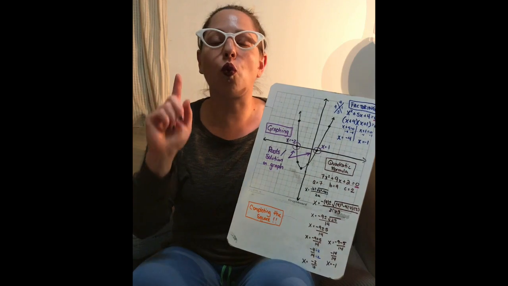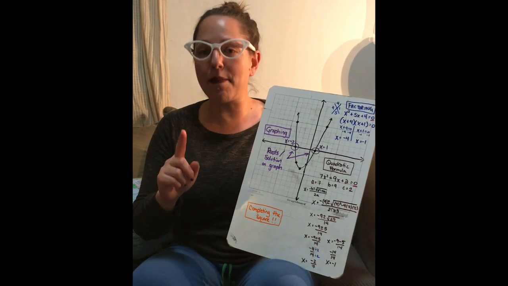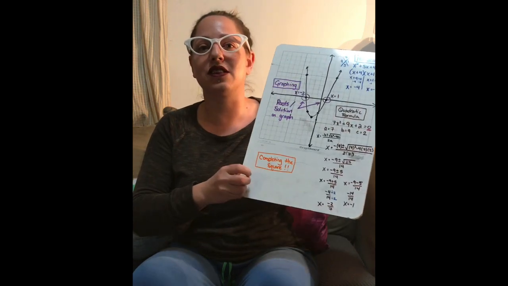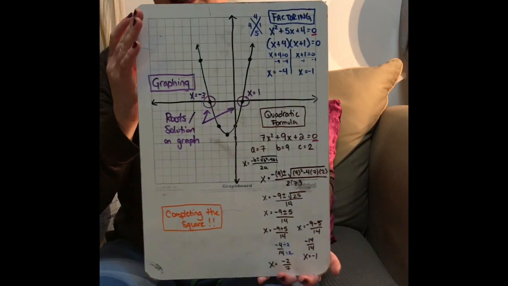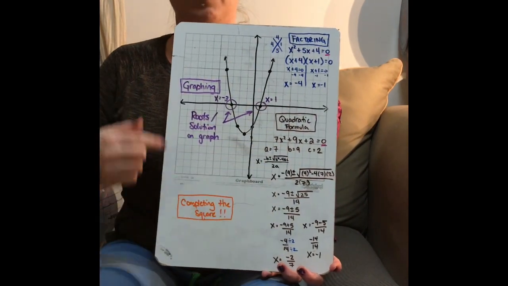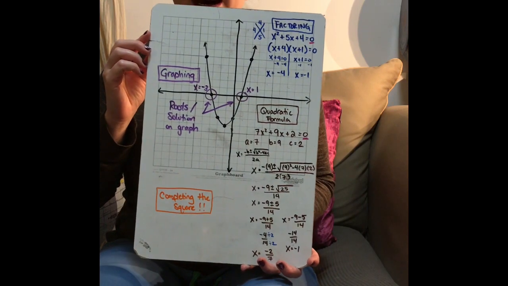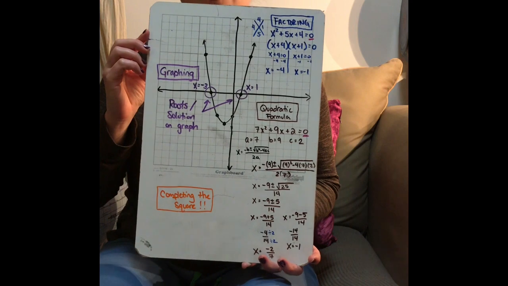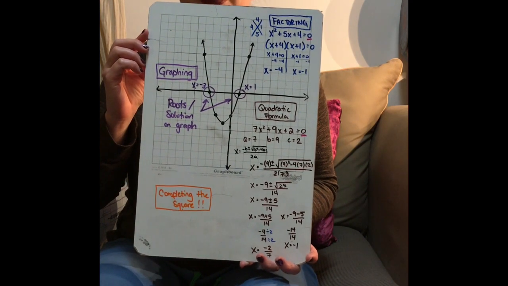We're going to learn one new method today. And that method, and this is the last method you have to learn, is called completing the square. I want you guys to take a second, pause the video, and make notes on all of this. So that way you have it written down and you can reference it for the summative activity we're going to do next week. So pause this video and take notes on this.